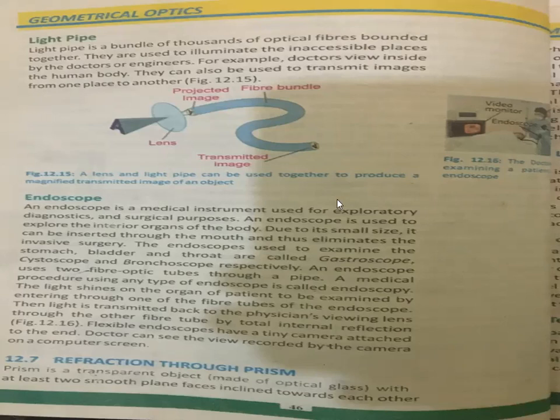Now we are going to start 12.7, and 12.7 is refraction through a prism. I will show you the prism now. Refraction through a prism is on page number 46, if you open it, and you can find how refraction occurs through a prism. A prism is a transparent object made of optical glass, with at least two smooth plane surfaces inclined towards each other.